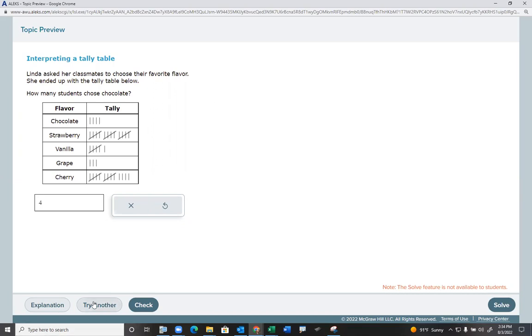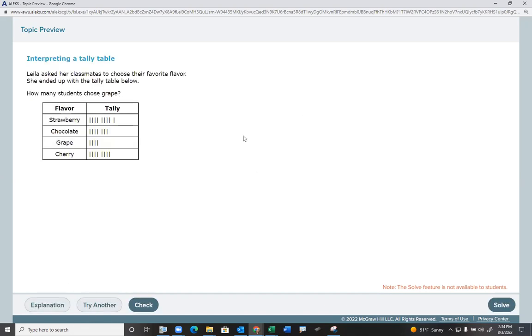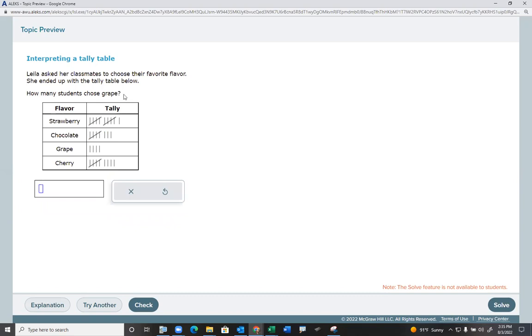So that would be, yeah, there's 1, 2, 3, 4 tick marks for chocolate, and that's it. If I try another one, how many students chose grape? 4 again. Okay. And then if they asked for cherry, it would have been 9 and so on.